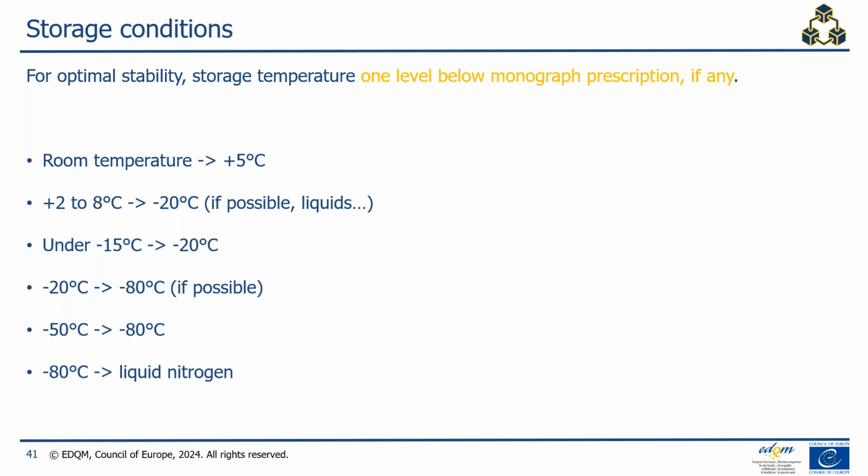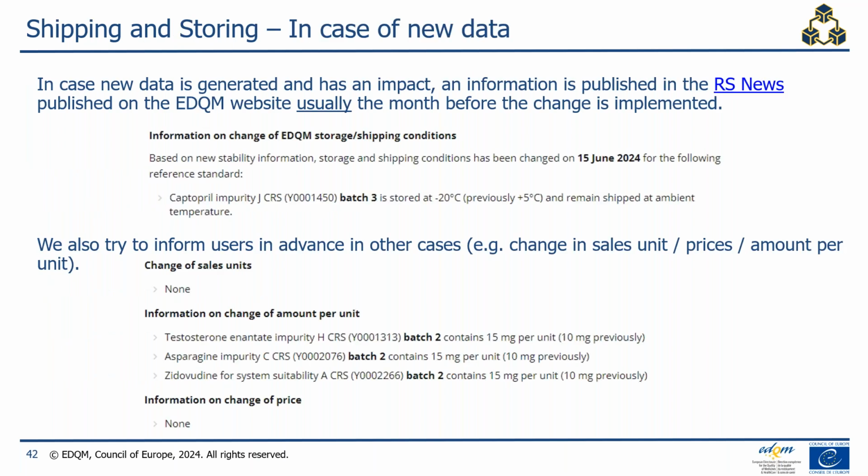And at the EDQM, we typically store at one level below the monograph's recommended temperature to ensure optimal stability. For instance, if the monograph states that the storage temperature is room temperature, we store at +5 degrees C. If it's between +2 and +8 degrees, we store at -20 degrees if relevant, and so on. Any change in the shipping or storage conditions is communicated through the RS News, which is published monthly on our website, and we aim to inform the users at least 1 month in advance before any change takes effect.